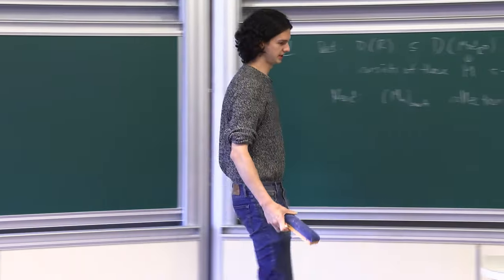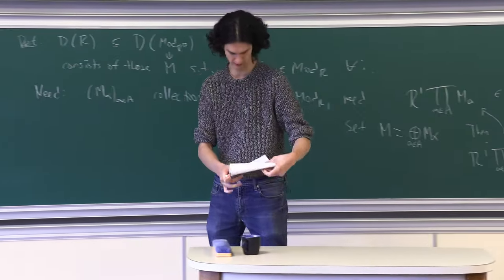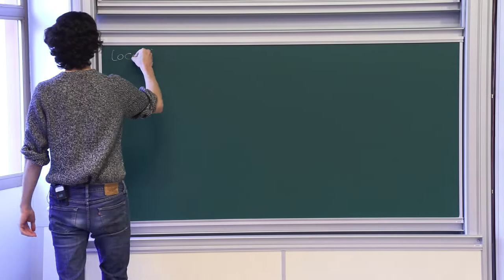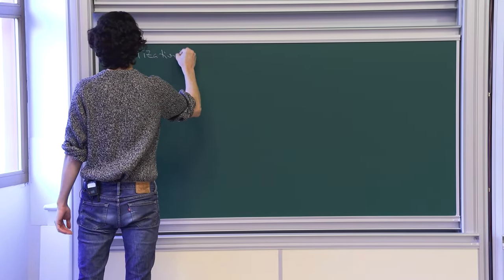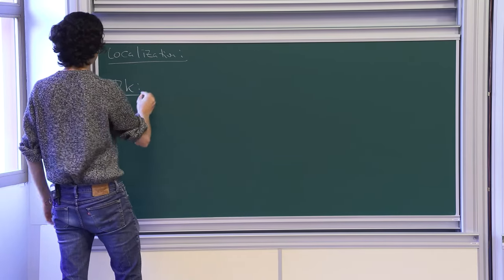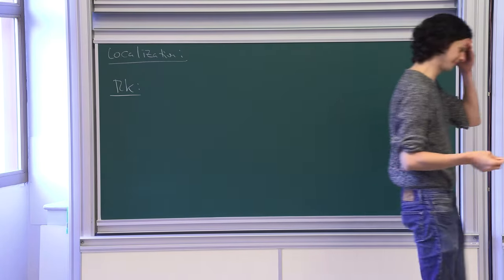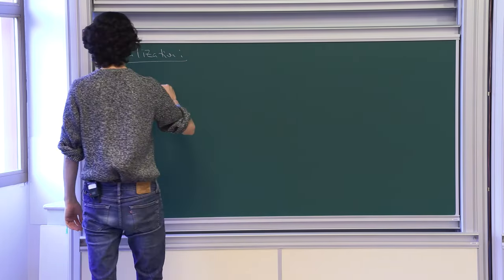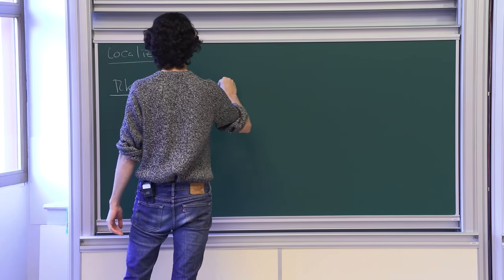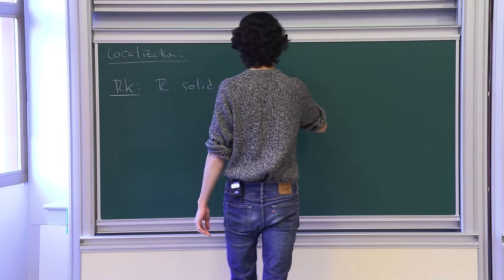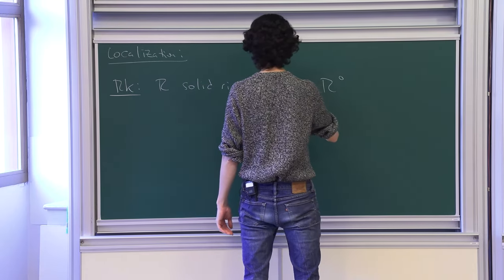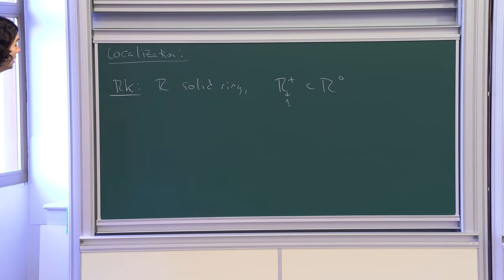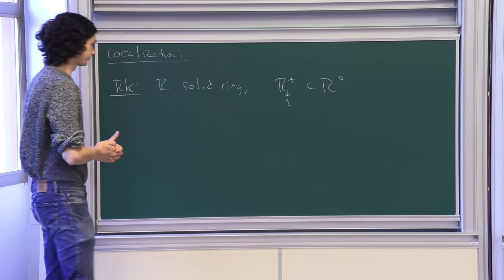So now we're going to discuss localization. So let me make a remark. I'll start with a remark, which might be a bit shocking at first glance, but it's actually trivial. So if R is a solid ring, and then we have R plus satisfying these conditions, and again, you can feel free to assume it's an integrally closed subring containing the topologically nilpotent elements.